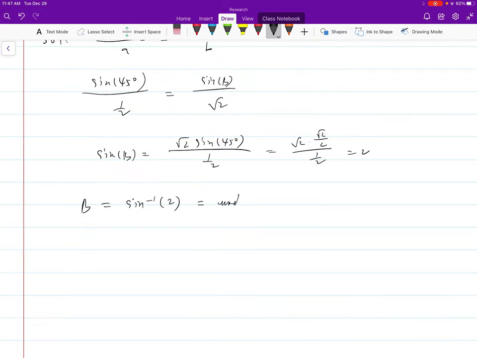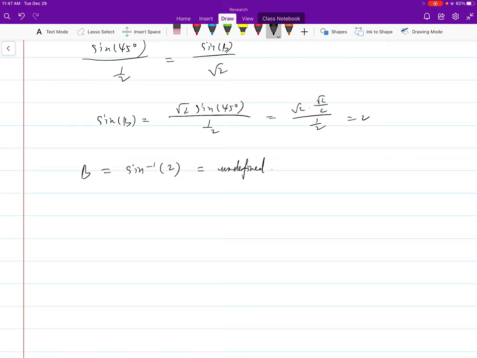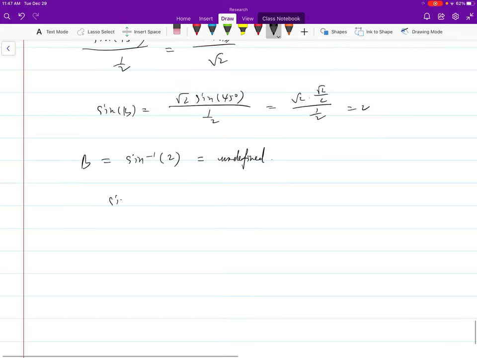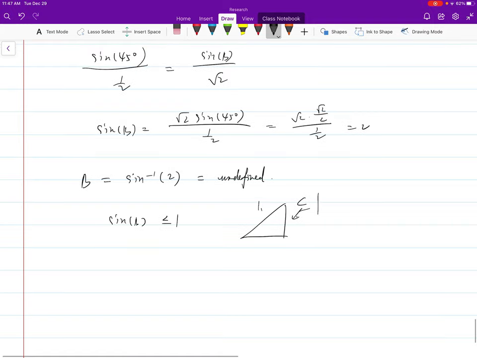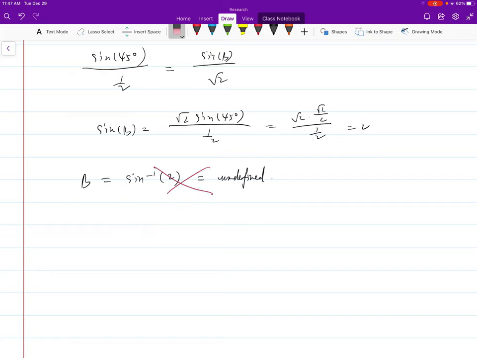And you will find this is undefined. Wait a second. Why is that? And soon you will notice, oh, actually, if you're talking about some value, it should be less or equal than 1, right? There's no way your opposite is going to be longer than the hypotenuse. So this over that is always less or equal to 1. Therefore, there's no way we can have something like that.